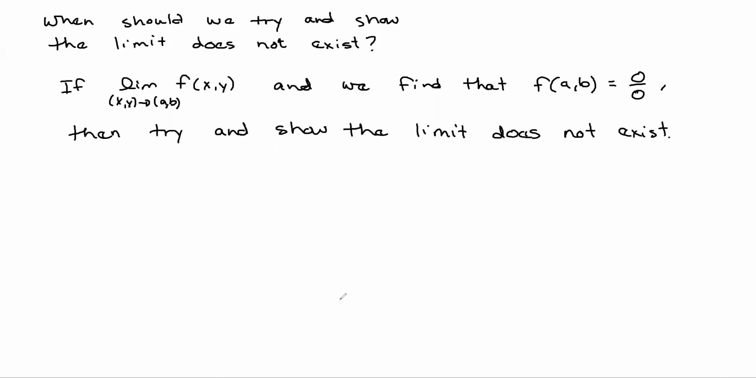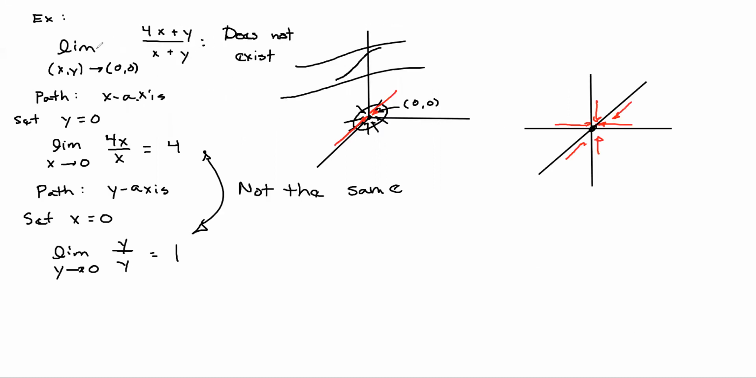All right, so when should we try and do this? If we get 0 over 0. Now, did we have 0 over 0 in these previous two cases? Let's say you had this, and you weren't told to show that the limit does not exist, and you went ahead and just tried taking (0, 0) and plugging it in. What happens? You get 4 times 0 plus 0. Oh, that's 0. 0 plus 0. Oh, that's 0. I did get 0 over 0 there. So that's what would have inspired you to try this method, if you just tried taking (0, 0) and plugging it in.